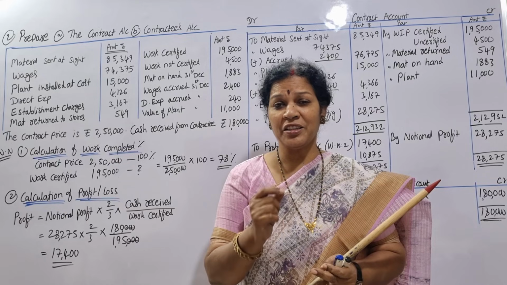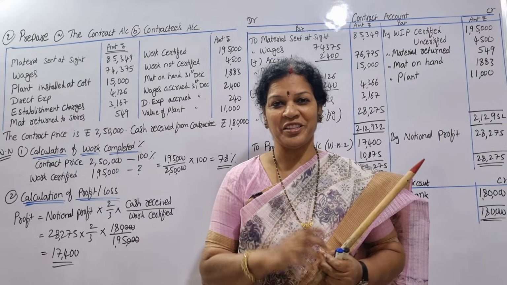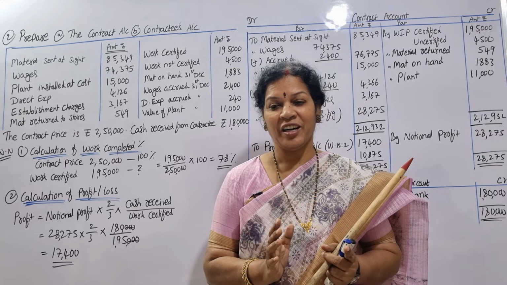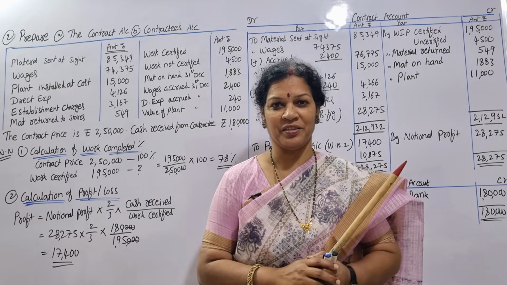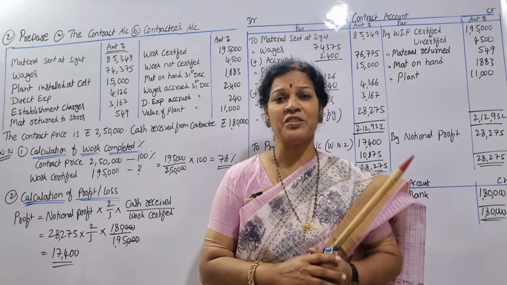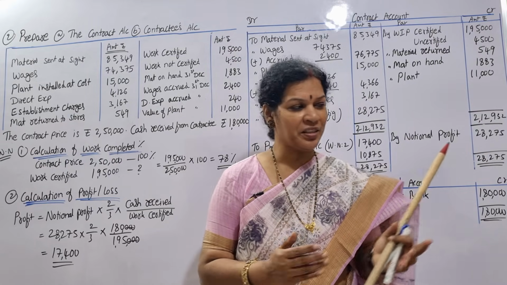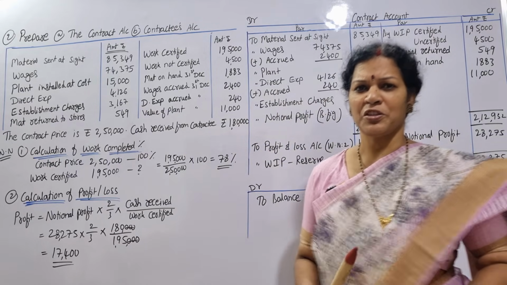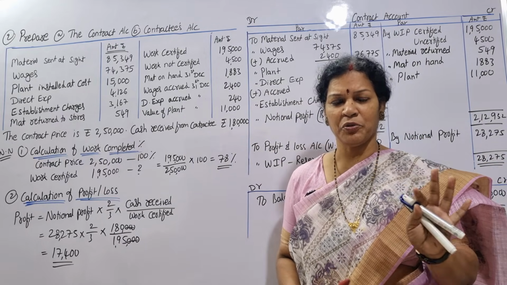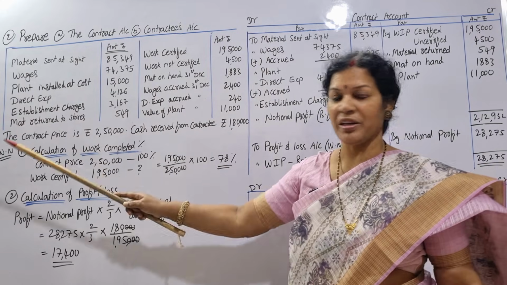Today we'll see one interesting problem related to contract account. There are some adjustments. In this problem, how much percentage of work is completed is not given, that we have to calculate. And more transactions are there, but it is easy. So I'll make you understand. I've already done this problem, I'll just explain it, because the first problem you understood and also the format you know, and it's easy. Now let's see the problem. The problem is like this.